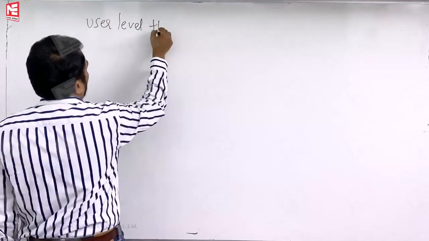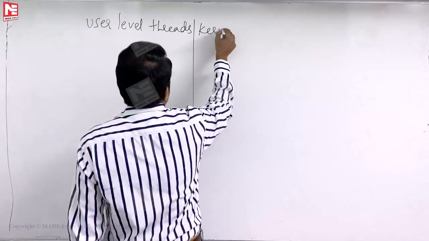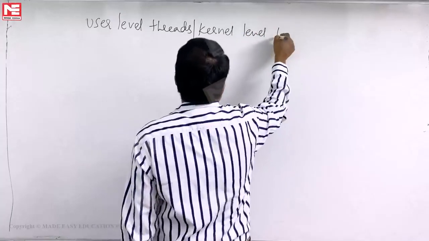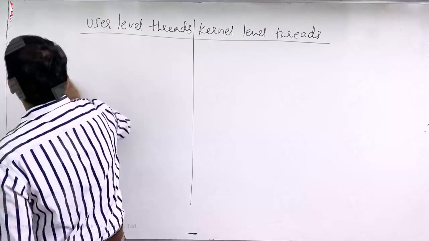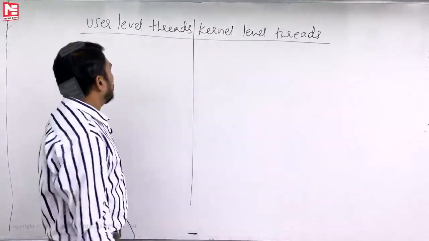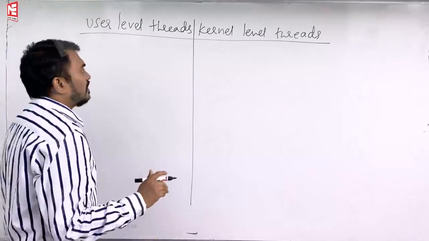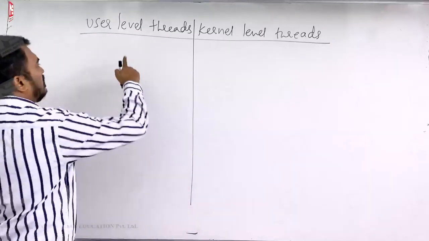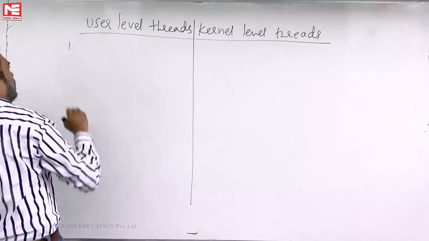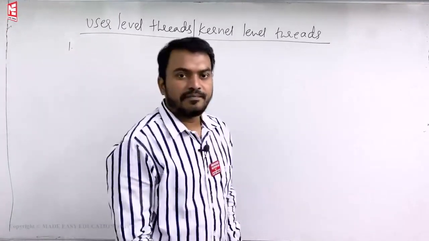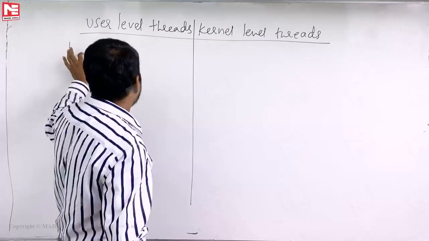Categorized into two types: user level threads and next is kernel level threads. So first one is user level threads and next is kernel level threads. Threads are categorized into two types. In user level threads, note down one by one. Write one point properly. User level threads is the first point.